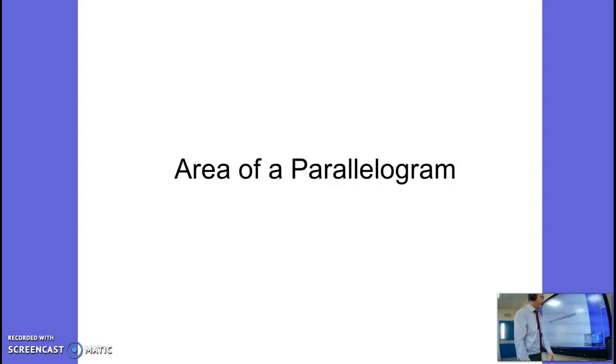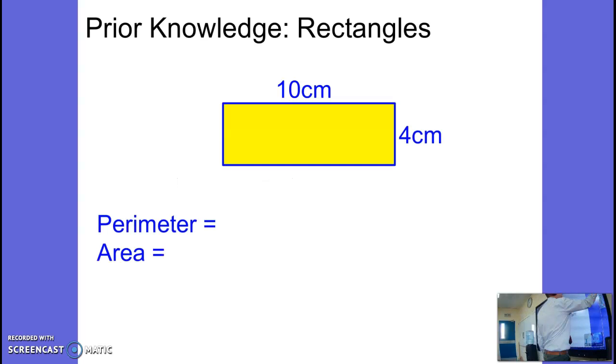Hello maths fans. We're going to be looking at area of parallelogram, and for this we need a little bit of prior knowledge. So first of all we need to make sure that we know how to find the area of a rectangle and the perimeter of a rectangle. Well, for perimeter that means round the outside. So in this case we would do 10 plus 4 plus 10, because this is going to be 10 as well, plus 4. 10 plus 4 plus 10 plus 4 is 28 centimetres.